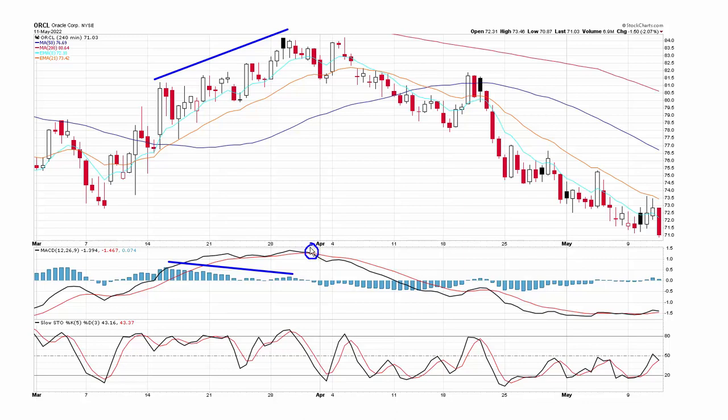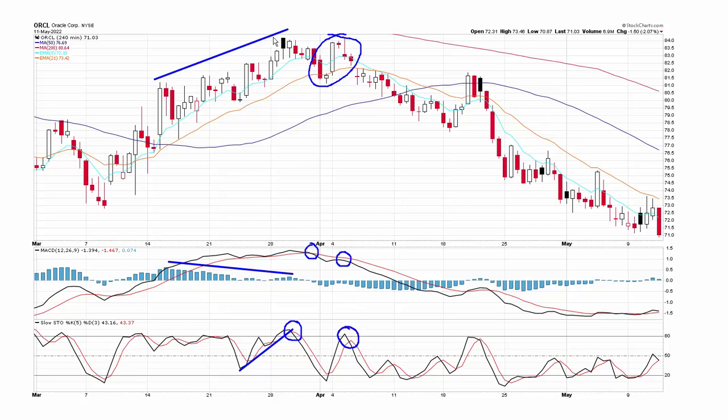Then you get a cross here and a cross here, so both the MACD and the stochastic cross down. The stochastic also broke a support level there. Then you get one more bounce, as you can see here, but during that bounce, the MACD cannot cross back up. It merely comes up and kisses its signal line. At the same time, the stochastic comes up and then cycles back down.